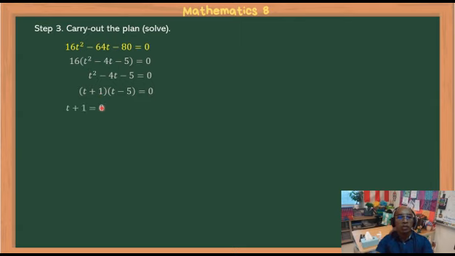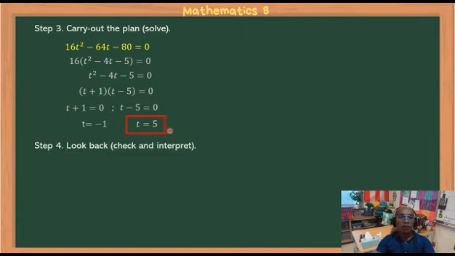Equate each factor to 0. So t plus 1 is equal to 0 and t minus 5 is equal to 0. Solving for t, in this equation t is negative 1, and in this equation t is equal to positive 5. So what is represented by t? t represents the time, and time is not negative. Therefore, we cannot use this number as the value of t. Instead, we will take positive 5.